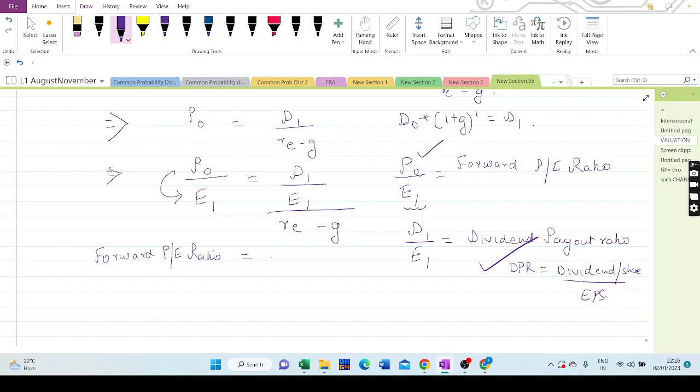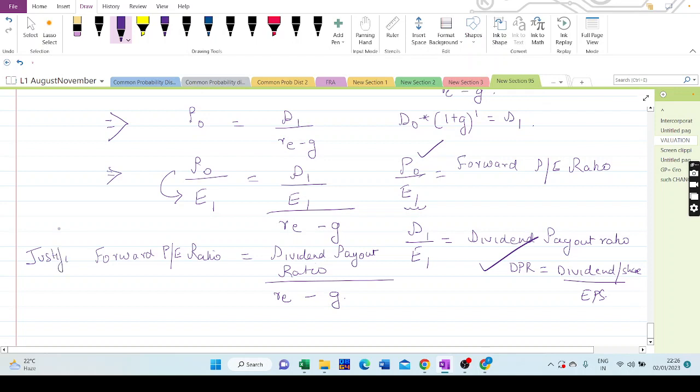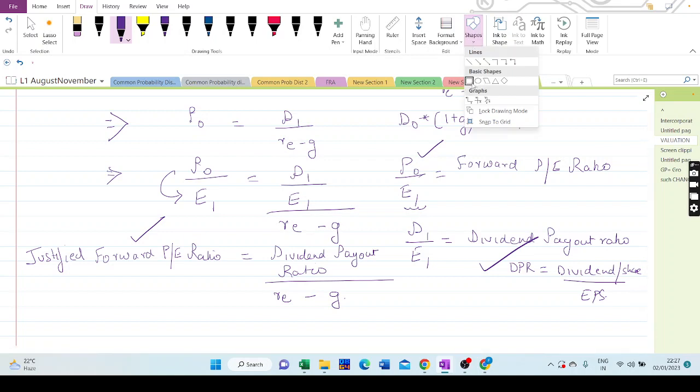and D1 by E1 is my dividend payout ratio, divided by required return by equity investors minus growth rate. So this is the formula of my justified PE ratio. This is the forward PE ratio at which the stock should ideally trade.